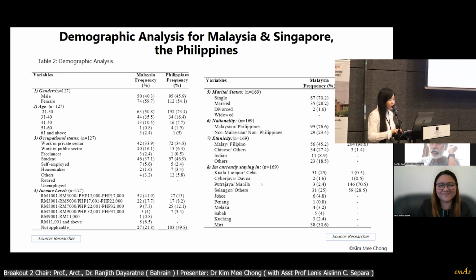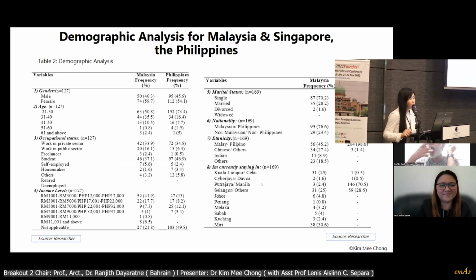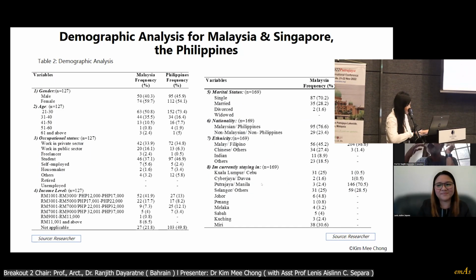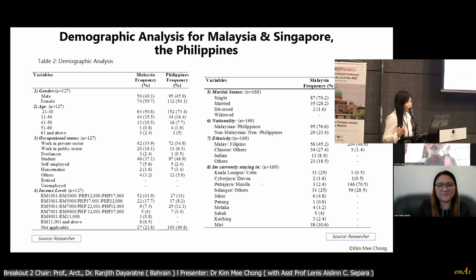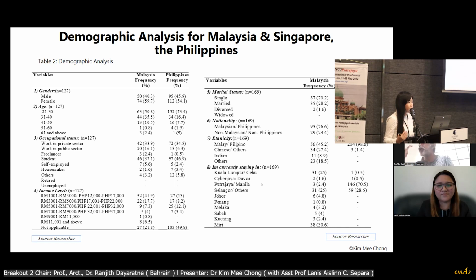Yeah, thank you for the insightful presentation. So now let's move on to the demographic analysis. As you can see here, our total respondents number 331, which are usable for the data. We have more female respondents, the average age is around 30 years old, and the occupations are within the private and public sectors.